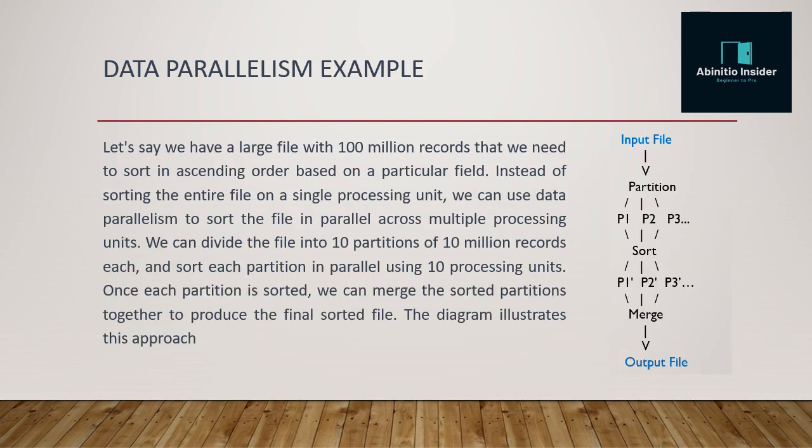Assume we have a large file with 100 million records that we need to sort in ascending order based on a particular field. Instead of sorting the entire file on a single processing unit, we can use data parallelism to sort the file in parallel across multiple processing units. We can divide the file into 10 partitions of 10 million records each and sort each partition in parallel using 10 processing units. Once each partition is sorted, we can merge the sorted partitions together to produce the final sorted file.